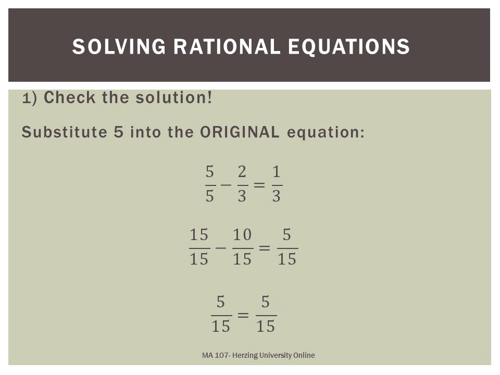Check the solution. Substitute 5 into the original equation. 5 divided by 5 minus 2/3 equals 1/3. Changing our fractions to reflect the least common denominator, 15 divided by 15 minus 10 divided by 15 equals 5 divided by 15. Simplifying, we get 5/15 equals 5/15. This is a true statement. Therefore, the solution x equals 5 is correct.